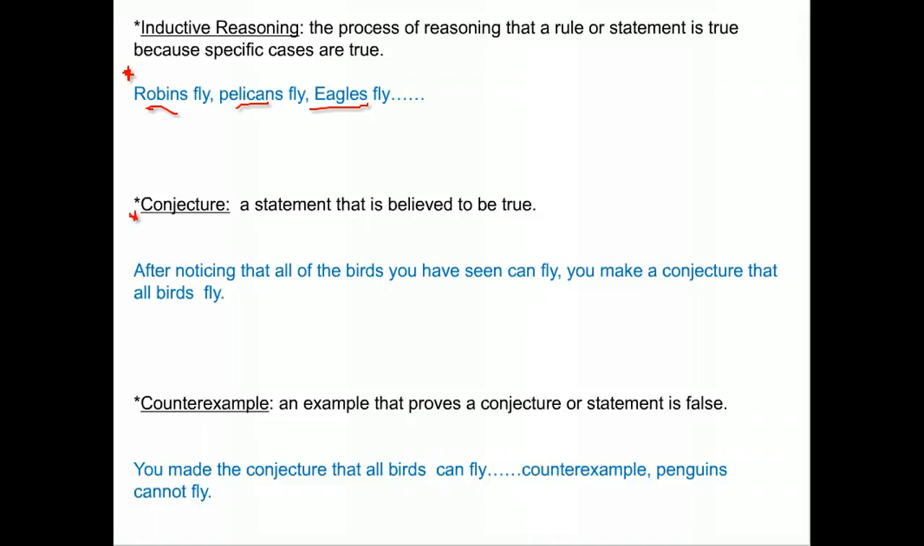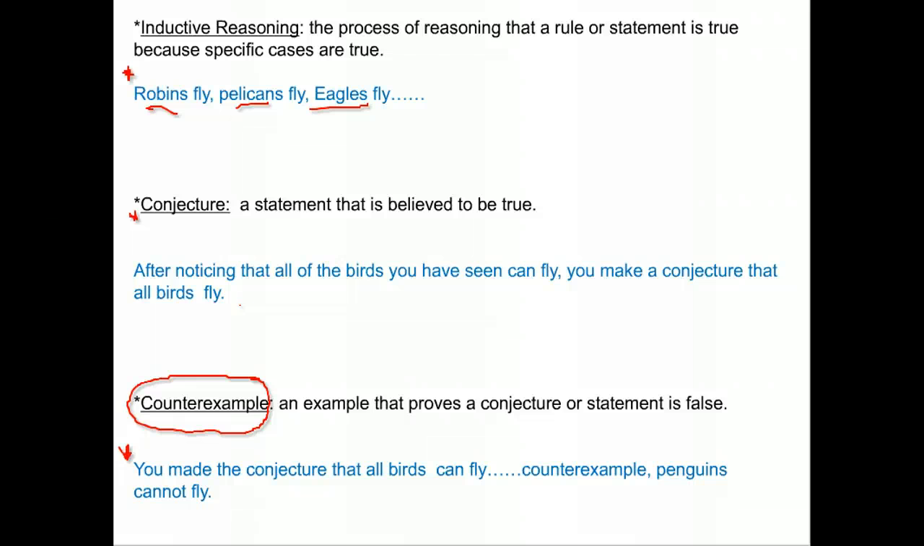The way that we show a conjecture is incorrect or false is by giving a counterexample. A counterexample is an example that proves a conjecture is false. In this case, I saw all of these birds, robins, pelicans, eagles, they're all flying. I made the conjecture that all birds can fly, which is not true. One counterexample to that is a penguin. Penguins can't fly, but they are a bird.